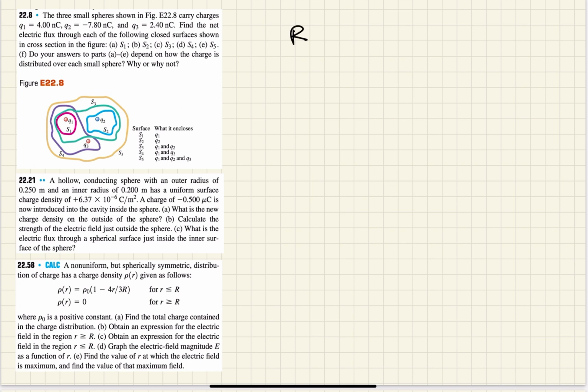So if you have a value r, which is basically, in this case, the radius of the sphere, and up till the radius r, you got a volume charge density of some constant rho naught times 1 minus 4r over 3 capital R. And then outside it's 0, which basically tells us the edge of the sphere is capital R. Find the total charge contained. Well, the total charge contained is basically just rho times v, but it's not that simple because rho is not uniform.